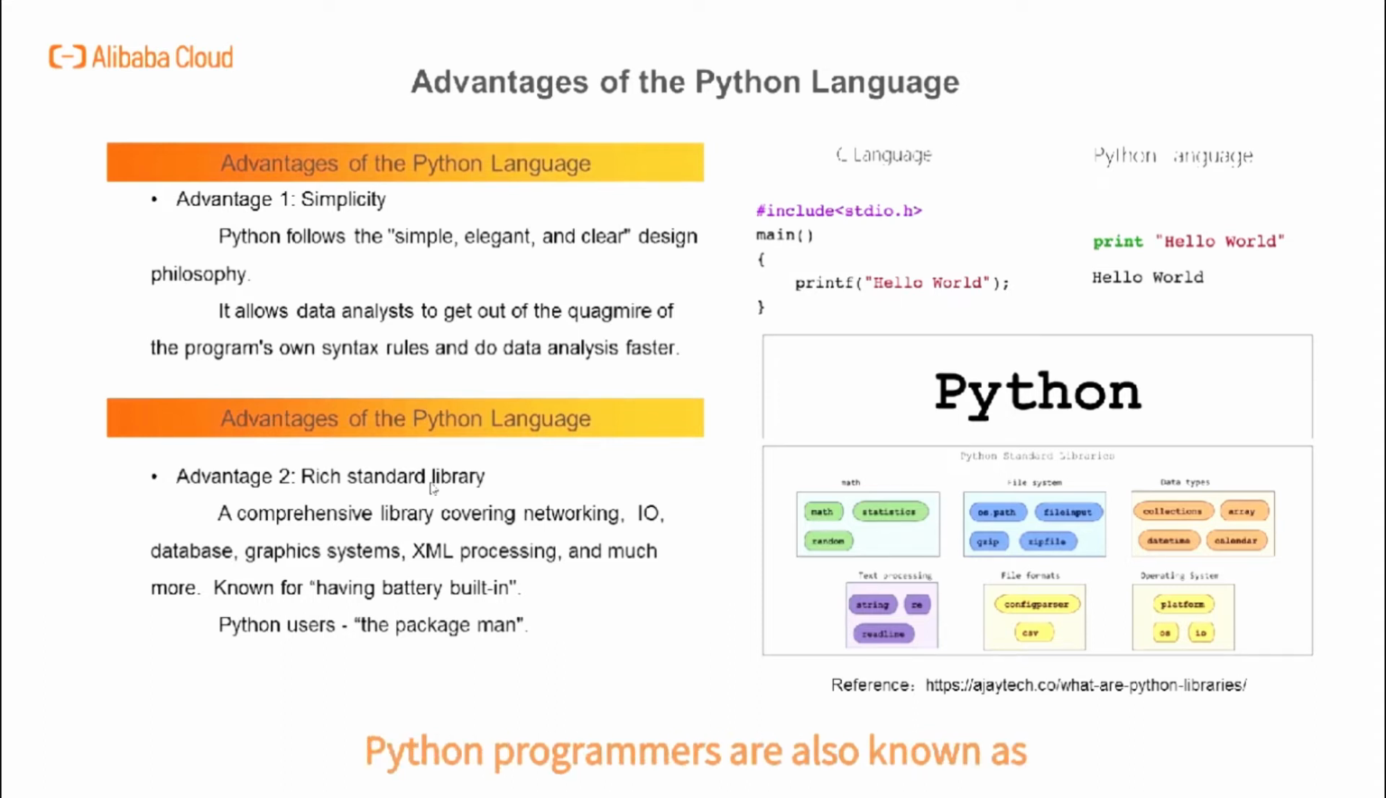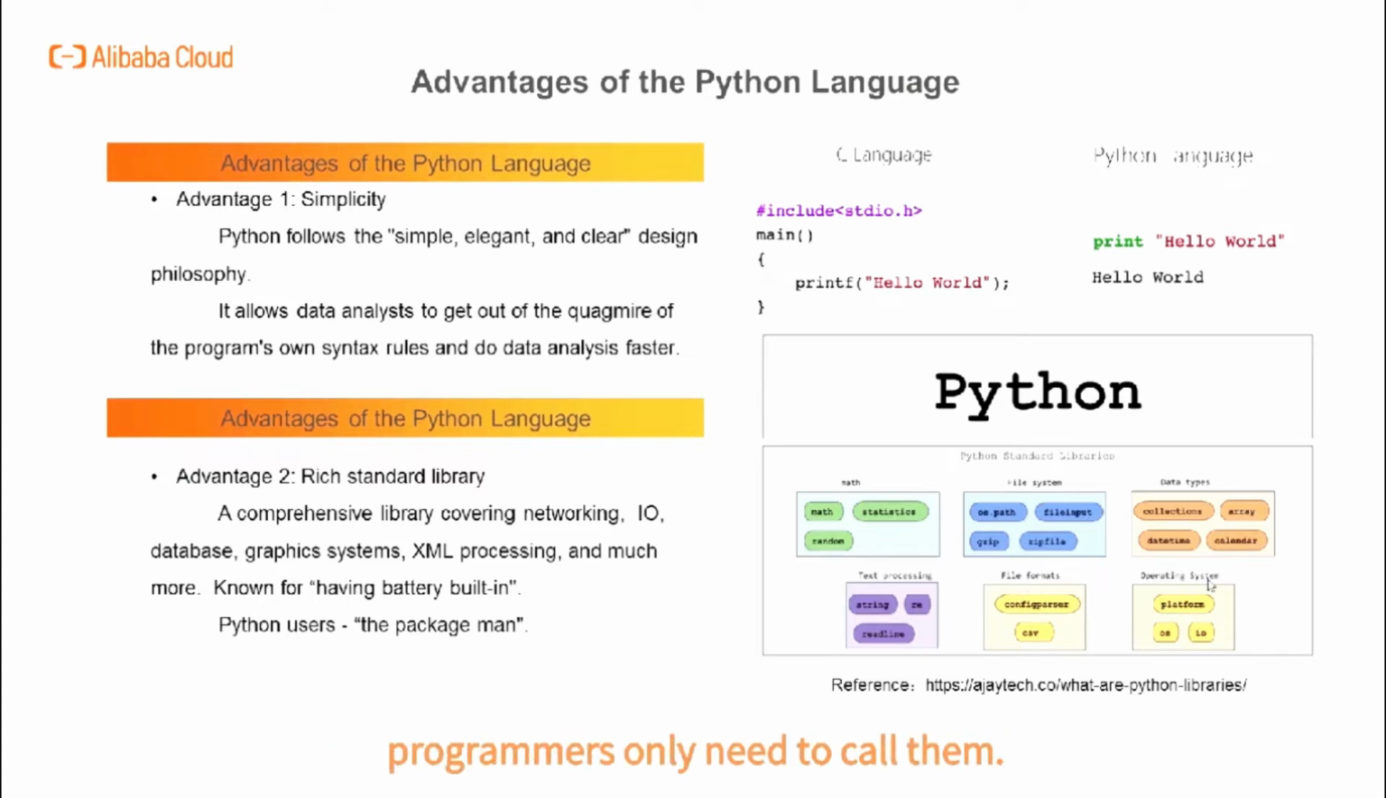Python programmers are also known as the package man, or the API caller. That is, as a Python programmer, you only need to be familiar with the API of these standard libraries to use all these built-in functions. In the picture on the right, we can see Python's rich standard libraries, including mathematical operations related, including math, statistics, and random numbers, as well as system related, including file compression, decompression, and file input, etc., as well as data type related, text processing related, file format related, operating system level, and other corresponding standard libraries.